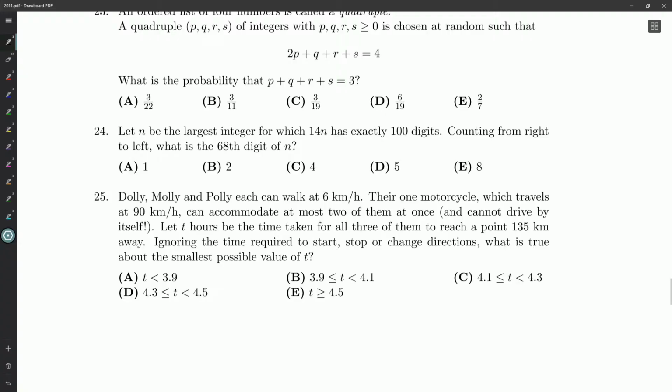Root Beer here with our second last question, not the last question, the second last question, number 24 from our 2011 Pascal contest. So, what have we got here?